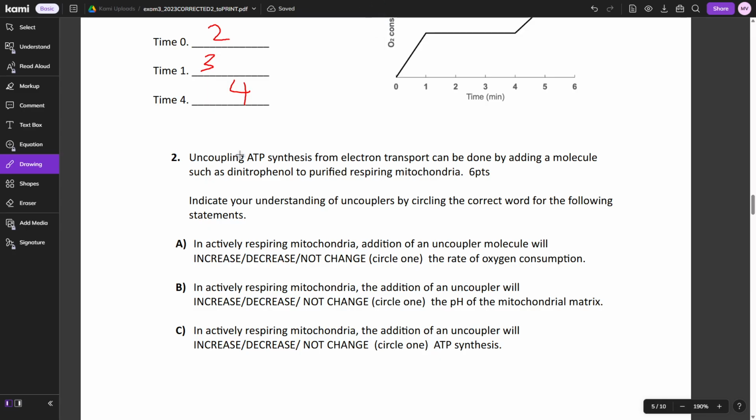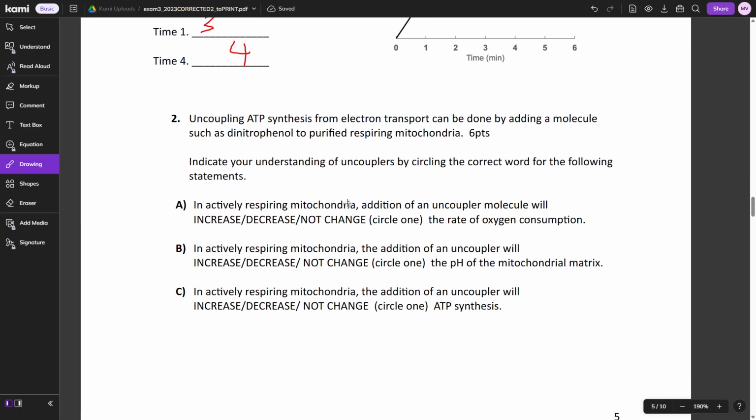All right. For the sake of time, I'm just going to go through them. So in actively respiring mitochondria, addition of an uncoupling molecule will blank the rate of oxygen consumption. If we add an uncoupler, what uncouplers do is that they get rid of the proton gradient. So all of the work that your electron transport chain enzymes or proteins have been doing to make that gradient is just being screwed up by these uncouplers.